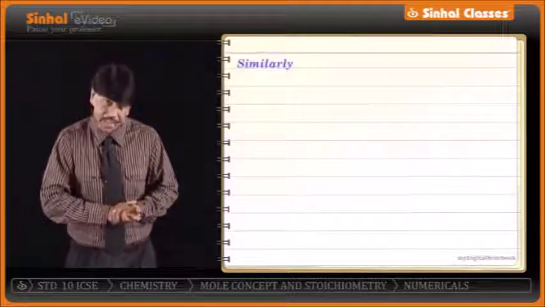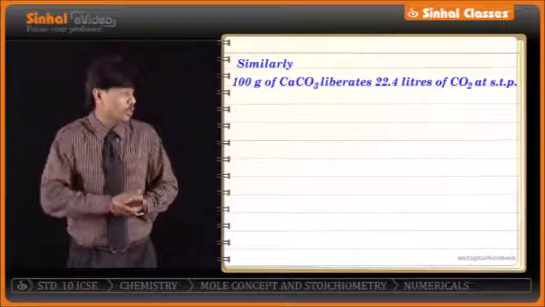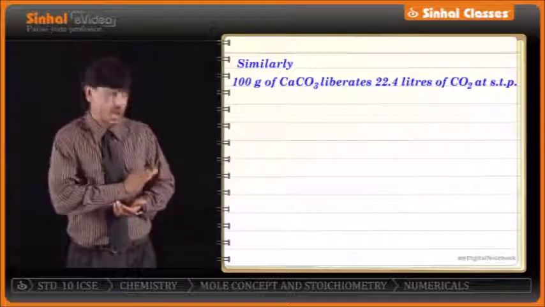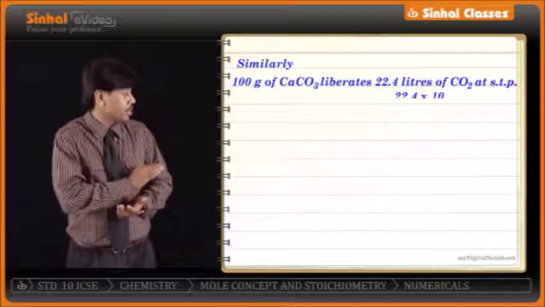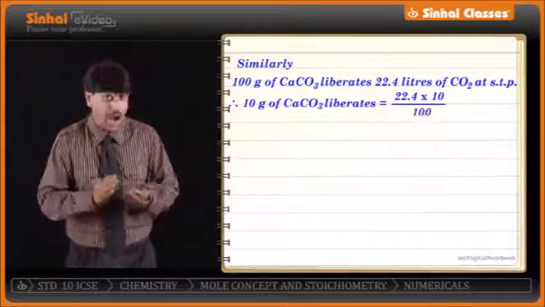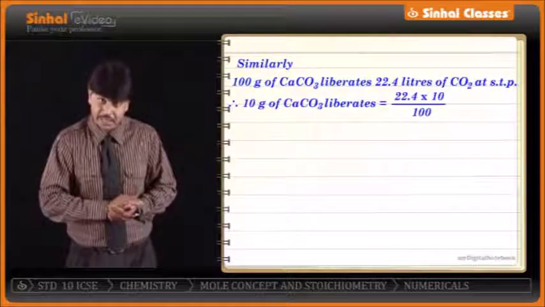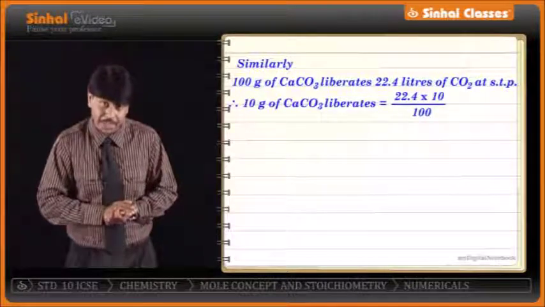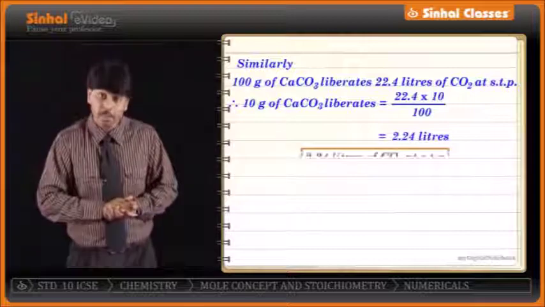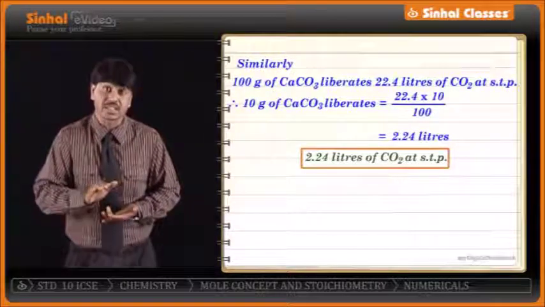Similarly, 100 grams of calcium carbonate liberates 22.4 liters of carbon dioxide at STP. Therefore, 10 grams of calcium carbonate will liberate how much carbon dioxide at STP? Cross multiply it. 22.4 into 10 divided by 100. Answer will be 2.24 liters of carbon dioxide at STP.